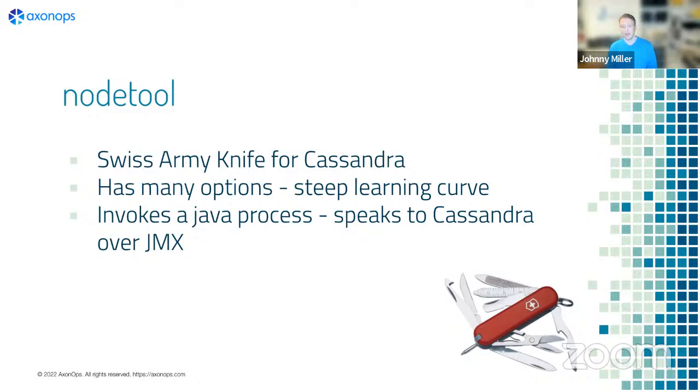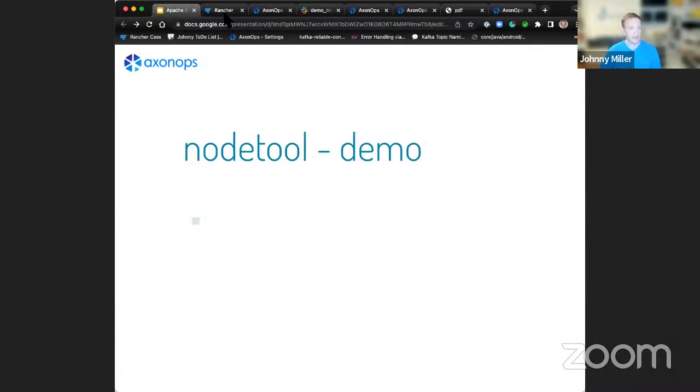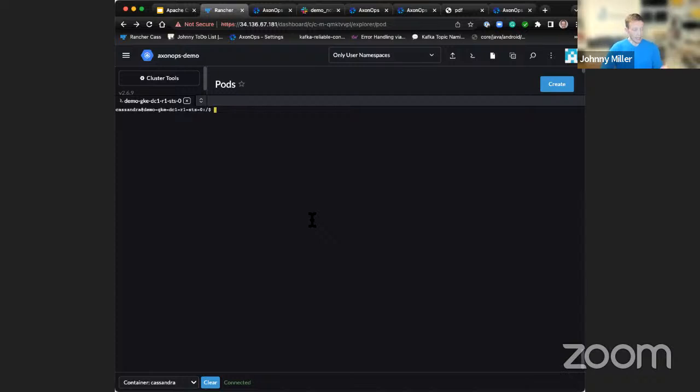But essentially, Nodetool is a wrapper that invokes a Java process which speaks to Cassandra over JMX. And just to give you a quick example, what I have here is a 3-node Cassandra cluster running in Kubernetes.